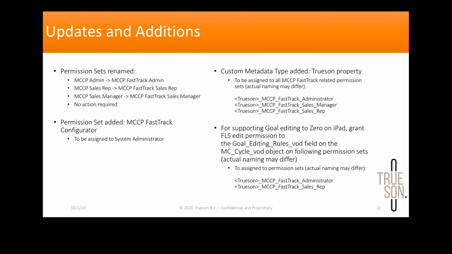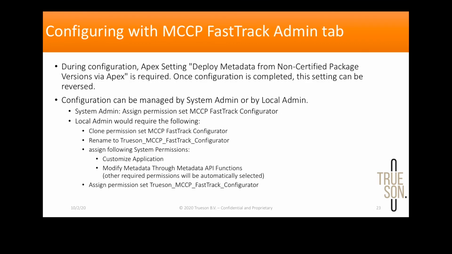As you can imagine, your current configuration, you probably want to update it to the admin tab as soon as possible. So to do that, there are a few things required. Firstly, to be able to work with the admin tab, you need to set the Apex setting deploy metadata from non-certified package versions via Apex. And once you're done, you can switch it off. And we're looking into a more robust solution for this. But for now, this is how to enable configuration on the tab for admin.